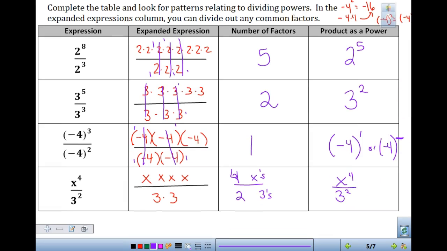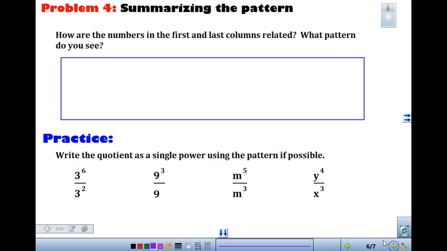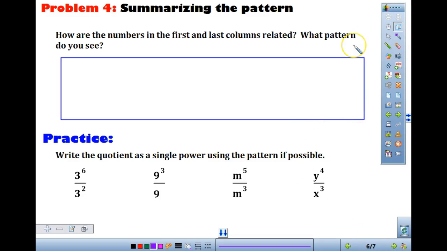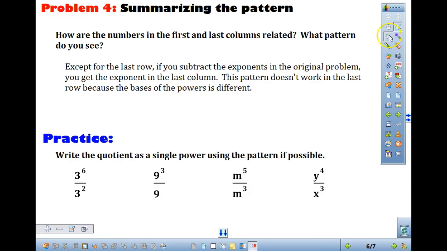So, talk to your shoulder partner quietly and think, what do you think the rule is for dividing? How did we get from 8 and 3 to get 5? How did we get from 5 and 3 to get 2? 3 and 2 to get 1? Okay? Talk to your partner right now. You have to talk to them. Okay, you already decided what it was? You both agree? So except for the last one, right? So we can start that the same. Except for the last row, right? What's the rule? Subtract the exponents to get the last column, right?